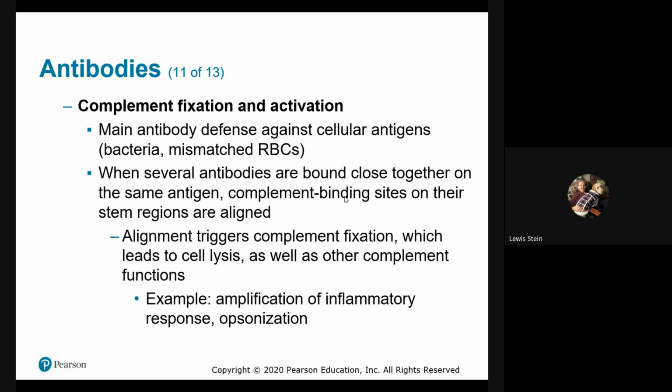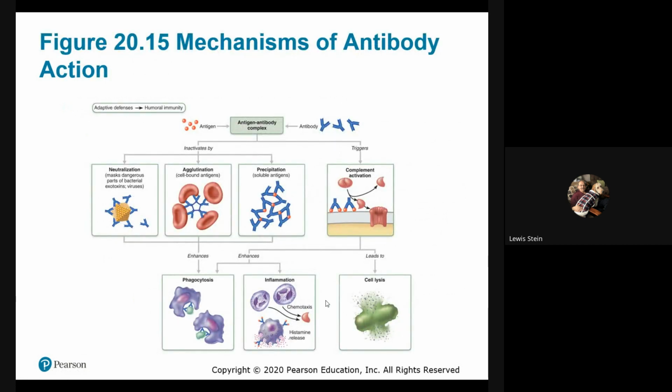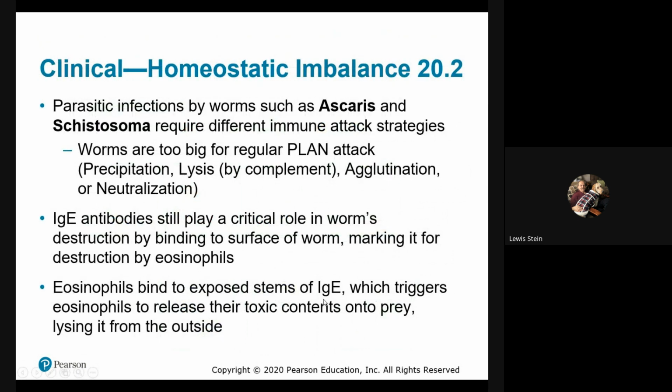And against cellular antigens, ones that are on the cells or within the cells, and of course the mismatched RBCs, okay, complement binding sites on their stem regions align. So when they align, they trigger complement, which will help to lyse the cell that's been involved, amplifying the inflammatory response. Opsonization, like I said, they attach there to facilitate phagocytosis. There's a lot of stuff that goes on. Very interesting. You have a good chart with that.